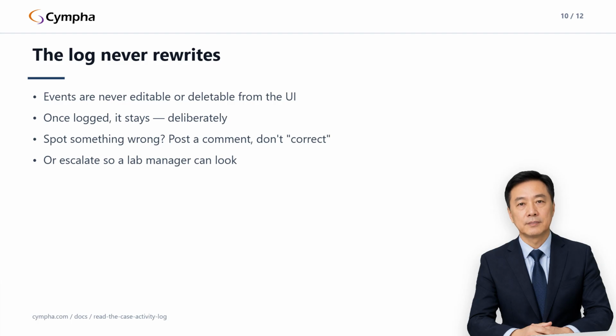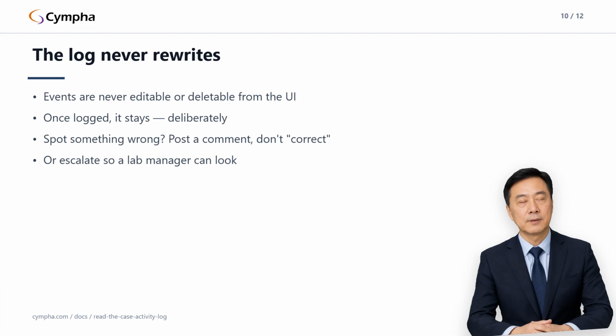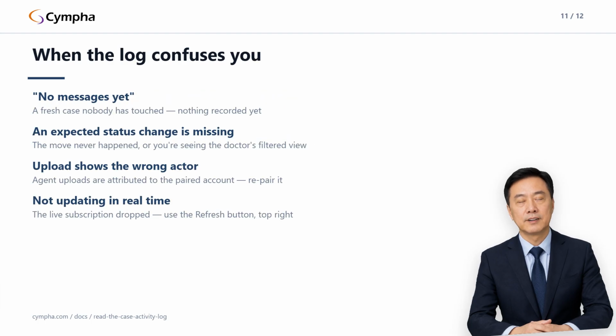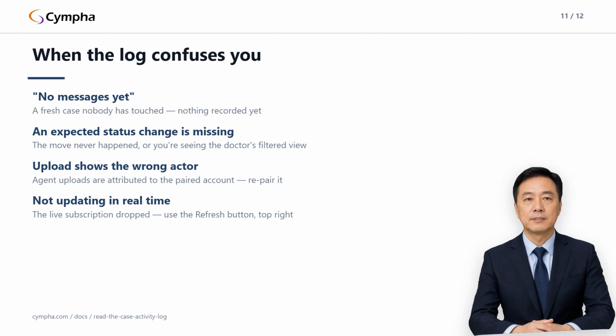Four situations account for nearly every confused reading of a log. If it says no messages yet, no events have been recorded. Usually a freshly created case that hasn't been submitted, or a system-created case nobody has touched. If a status change you expected isn't there, two possibilities. Either the case never actually moved, someone clicked approve, the validation failed, and the transition never happened. They saw a toast, but no log entry exists, or you're viewing as the doctor, and that event wasn't marked visible to customers. Lab personnel see every event, so ask someone lab side to check.